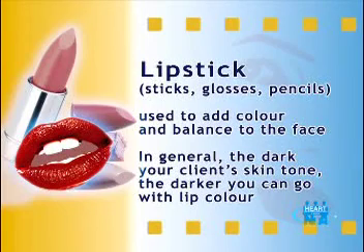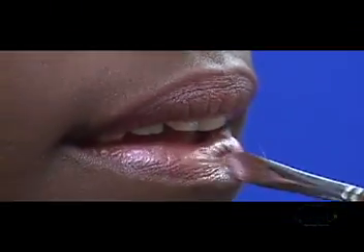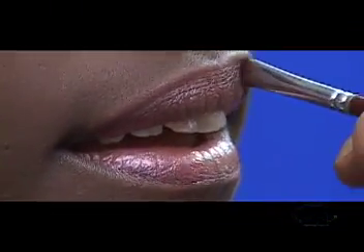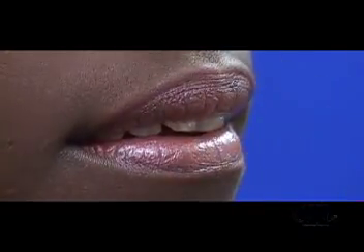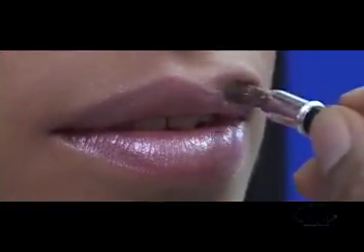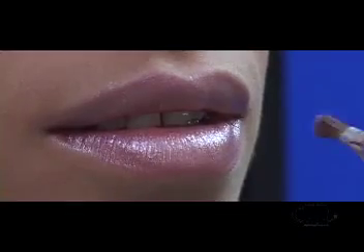Lipsticks come as sticks, glosses, and pencils. Lipsticks are used to add color and balance to the face. In general, the darker your client's skin tone, the darker you can go with lip color. Burgundy and blackberry are beautiful on dark skin. Medium skin tones look pretty in currant or red, and those with light skin look best in low voltage neutrals and glosses.